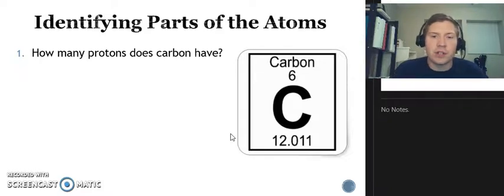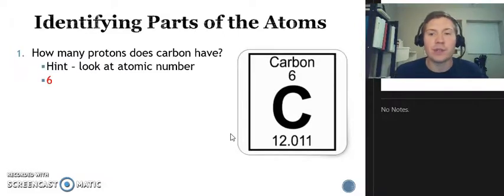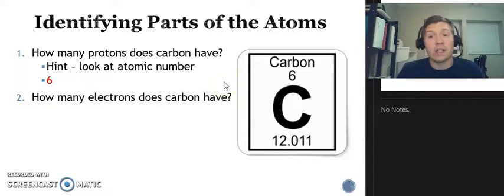So first question here, here's an atom of carbon, its entry from the table shown, and the question is, how many protons does carbon have? So take a second, answer that to yourself. Alright, you should have come up with the number 6, because this is the atomic number and that is the number of protons. Second question, how many electrons does carbon have?